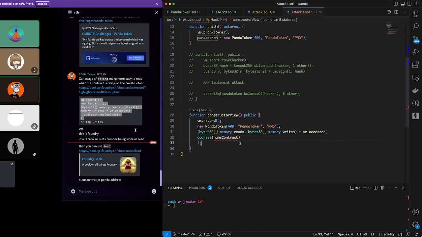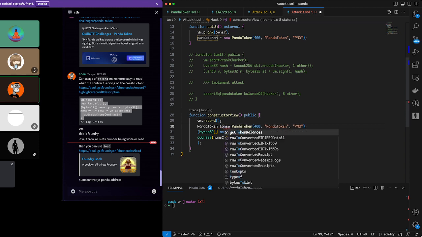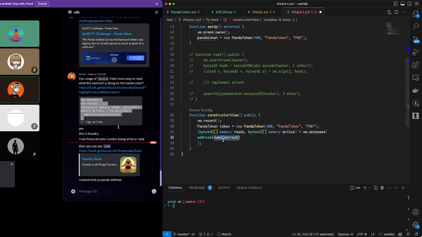So I think that you should put the Panda address token there. Okay. Yeah. So we'll say Panda. So the main idea here is that you will have an array of all the slot numbers that you are reading or writing, and then you will have those numbers only. But after that, you could see what's inside of each of these slots using the vm.load. So you could make a loop.